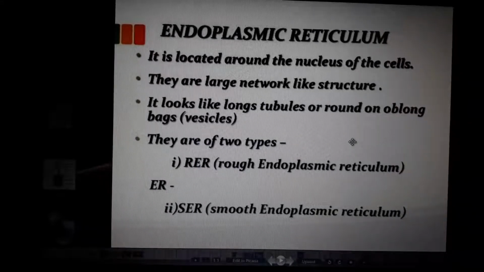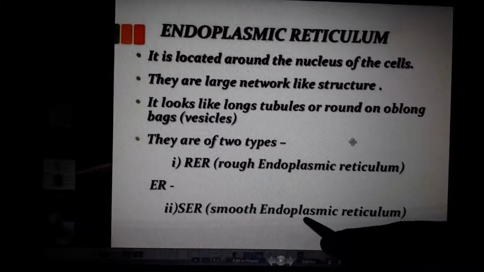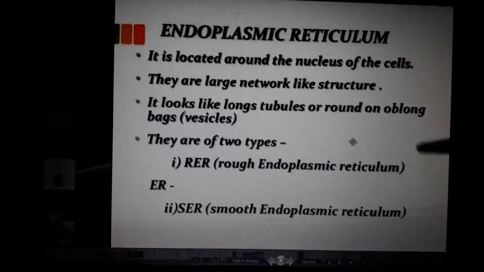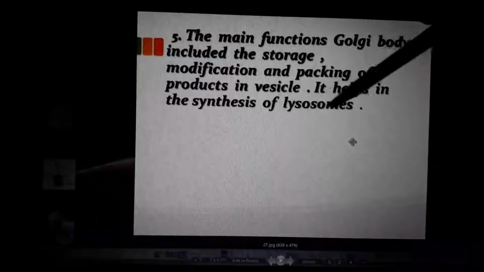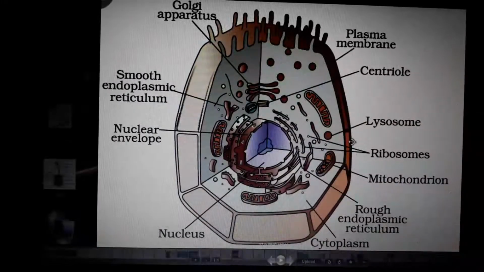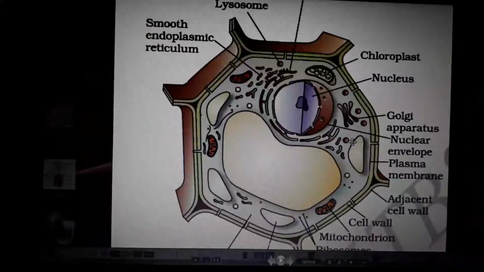Rough means proteins are rough, tough, isn't it? Proteins are very tough. That way, rough endoplasmic reticulum is dealing with it. Have you seen fat? Fat is very smooth, isn't it? That's why smooth endoplasmic reticulum deals with that. Let us see. Okay, it is located around the nucleus of the cell. They are large network-like structures. See, this is the endoplasmic reticulum. See how we can find rough endoplasmic reticulum and smooth endoplasmic reticulum. In the case of the plant cell, it will be more clear. I will show. See.